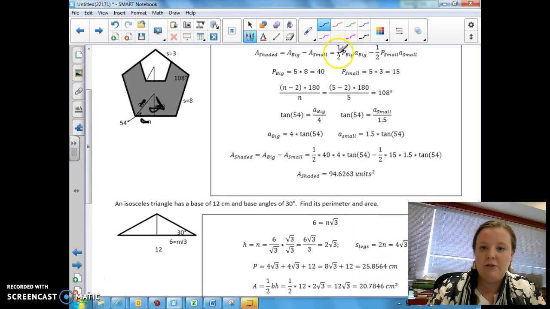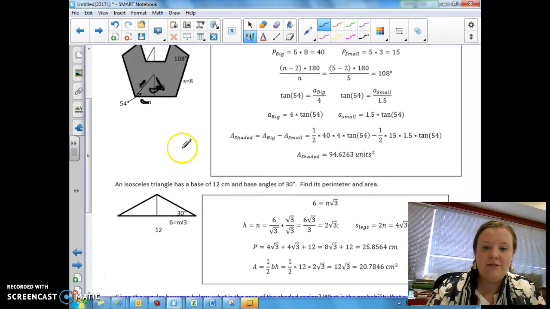Remember, 1/2 perimeter of the big times the apothem of the big, minus 1/2 perimeter of the small times the apothem of the small. Plug it in, put it in your calculator, and you get the answer.